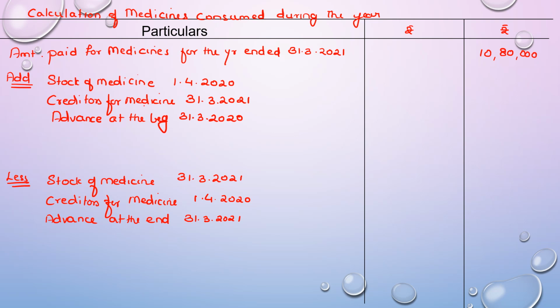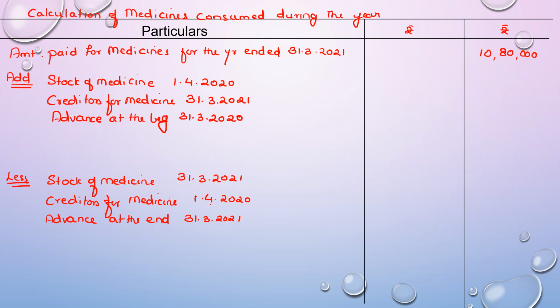The creditors for medicine, that is whatever was supposed to be paid for the current year but has not been paid, is lying as creditors for medicine. So that is related to the current year, that is why we are adding it here.